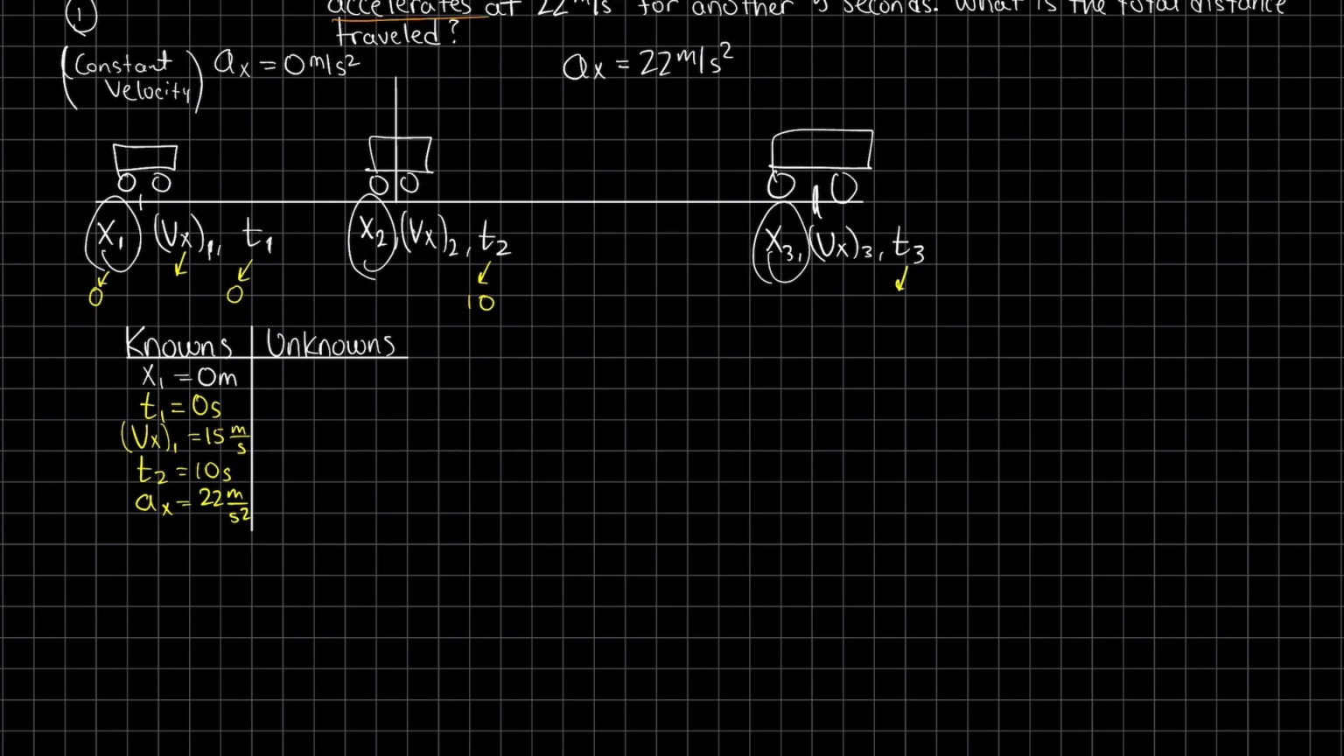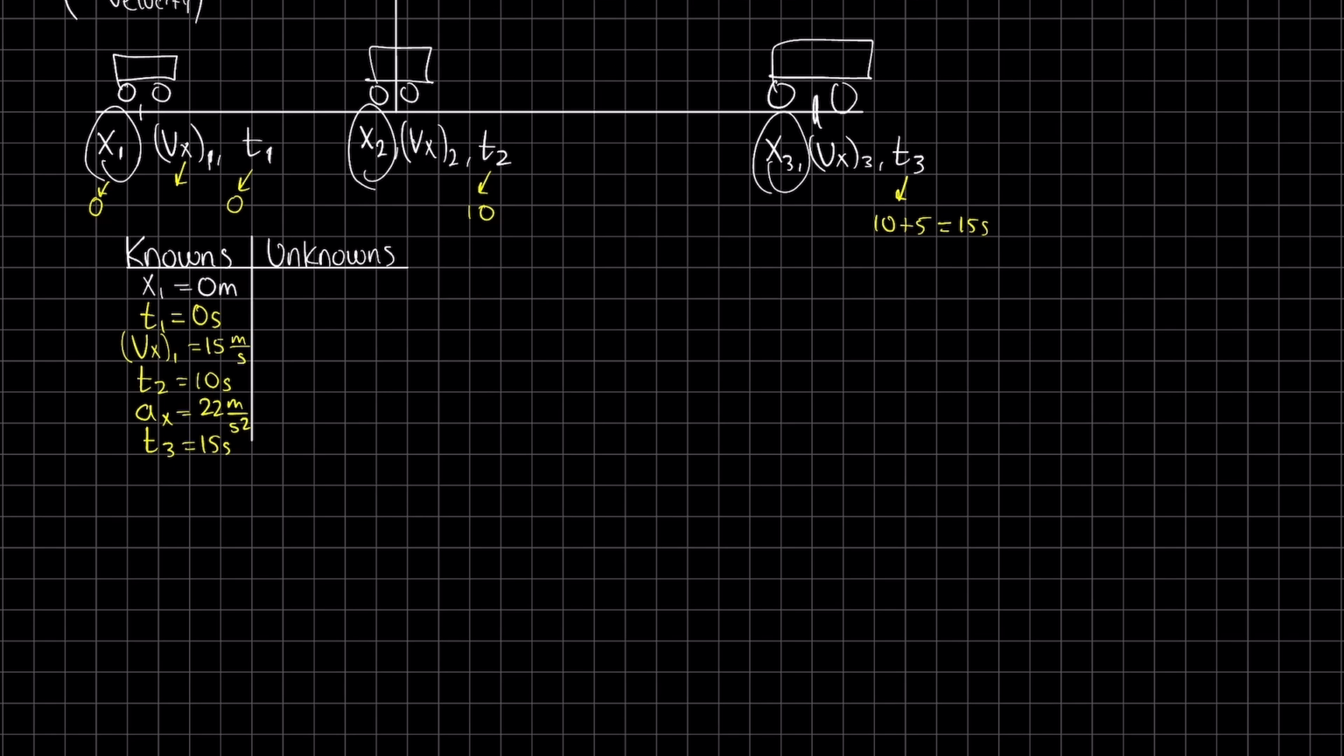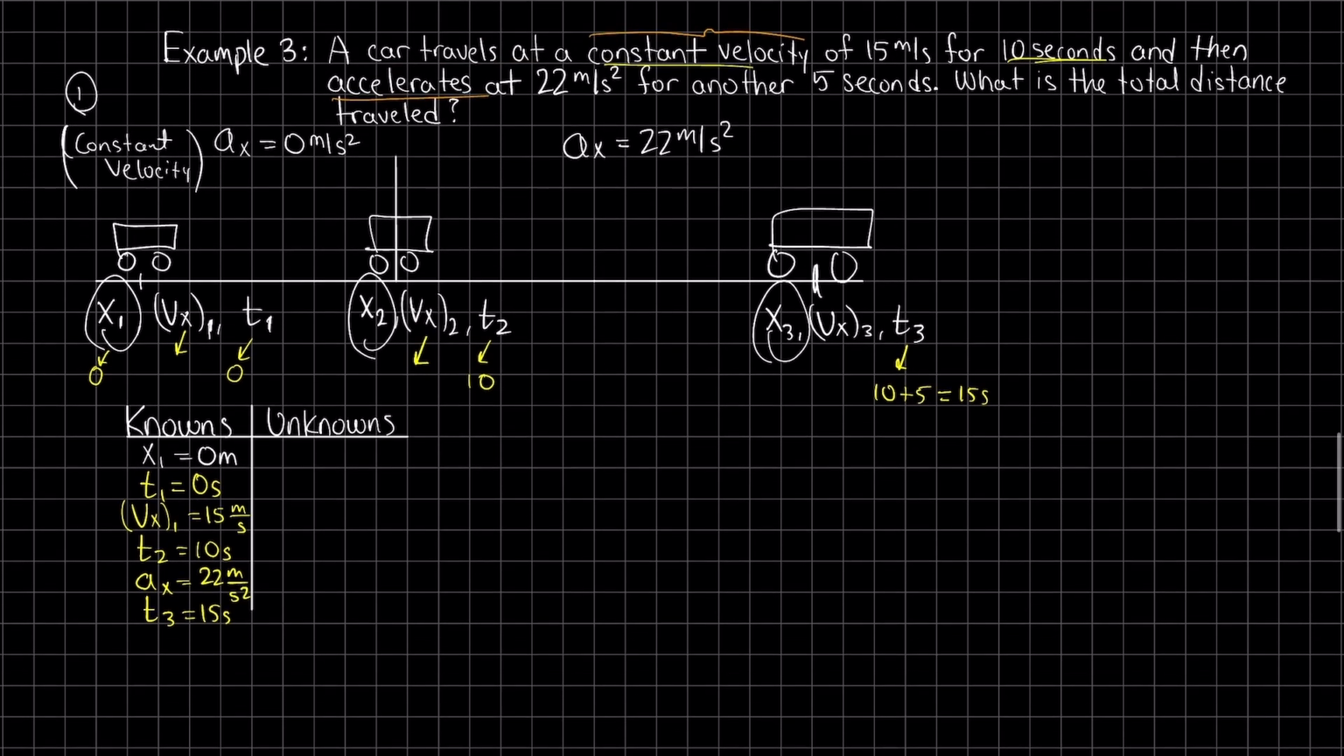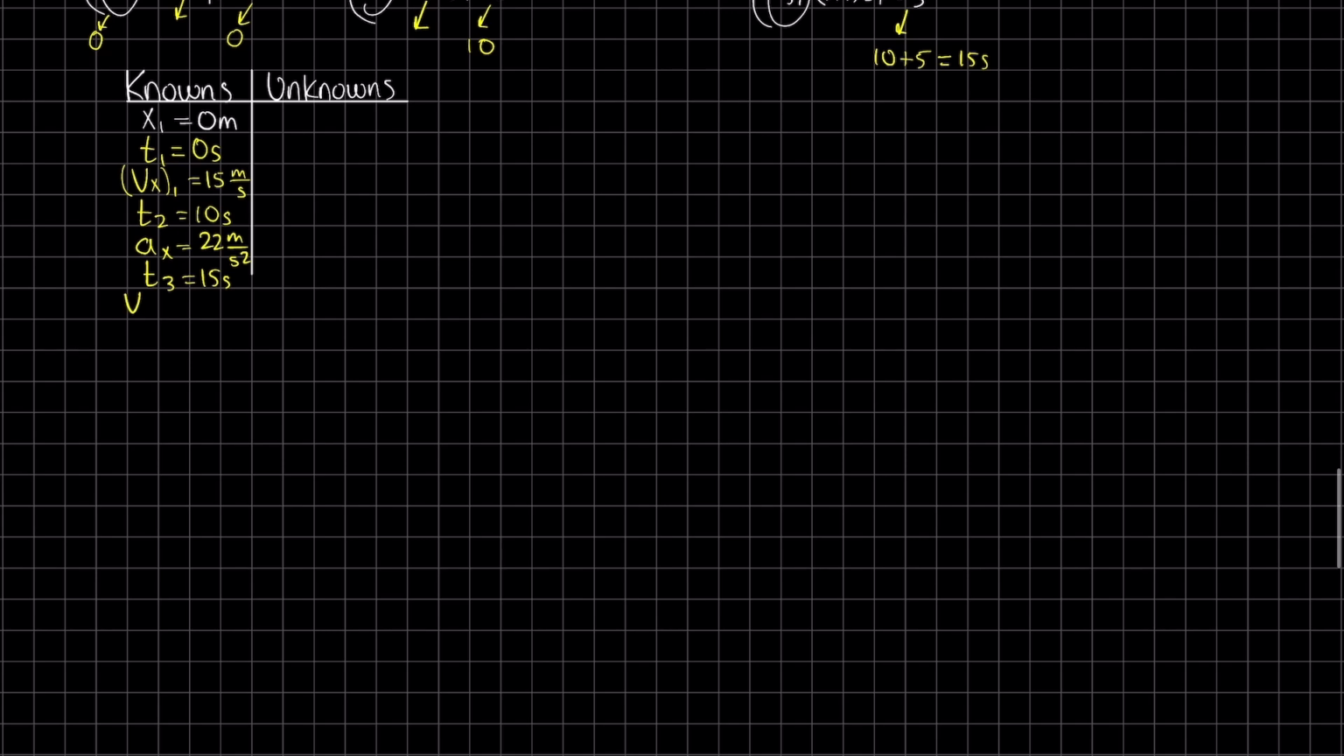So t3 is going to be 10 plus 5, which is a total of 15 seconds. Vx2 is something else that we also know, because starting from x1 all the way to x2, we are at constant velocity. As soon as it passes x2, then it starts to accelerate. So Vx2 will also be 15 meters per second.